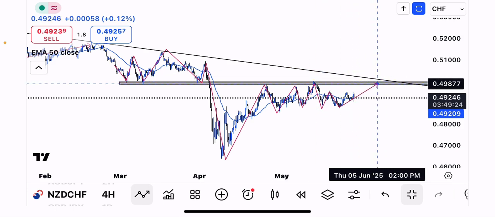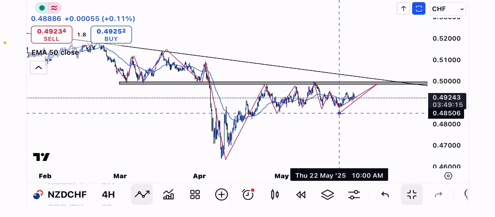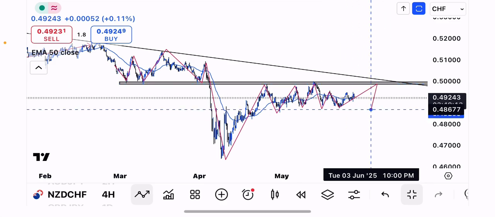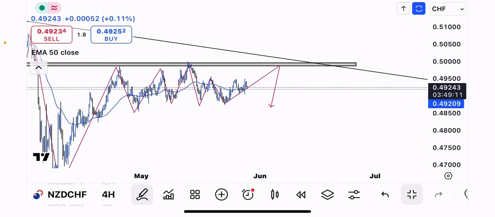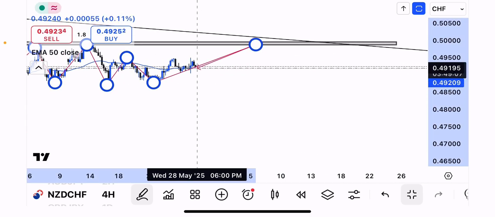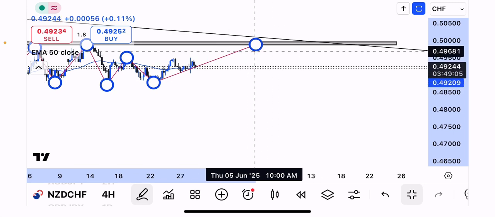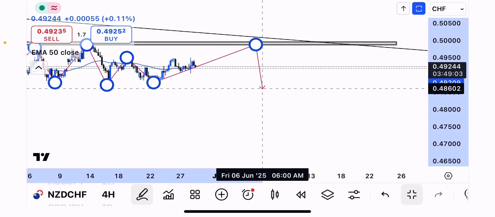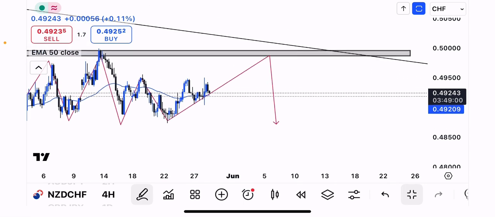So if price retests this level here, you can be sure that with the trend line and the resistance level at that zone, price is going to push to the downside. Okay, so instead of just taking a trade at this level here, just wait for price to retest this level here, then take a sell to the downside.